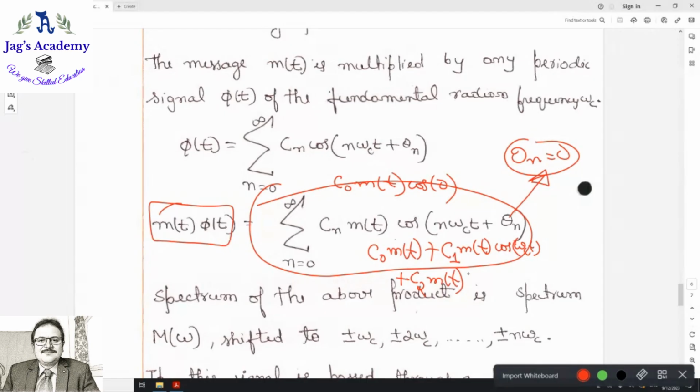This will be m of t into cos of 2 omega ct, right? Plus the next term, and so on till infinity it goes. Now tell me, in this entire equation, which is the term required? Which term represents your double sideband suppressed carrier EM wave?